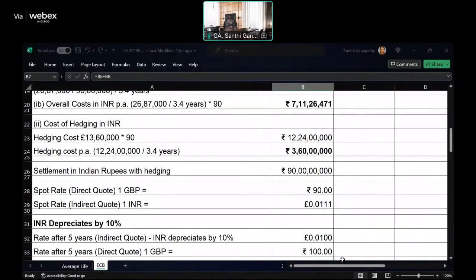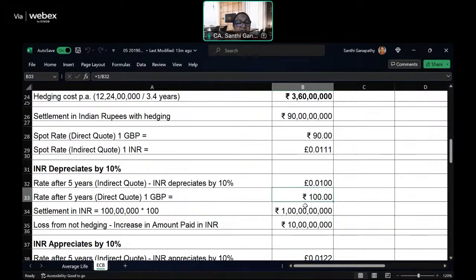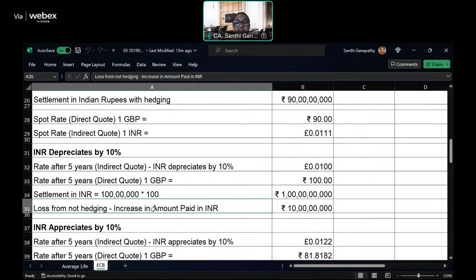So now, what is the spot rate? 1 GBP is equal to 90. Had I made it indirect, it would be 0.0111. INR depreciates by 10%, so what will 1 GBP be? For this, let us see whether there is profit or loss. Now, at settlement, you pay this much. There is a loss from not hedging because the amount has increased.